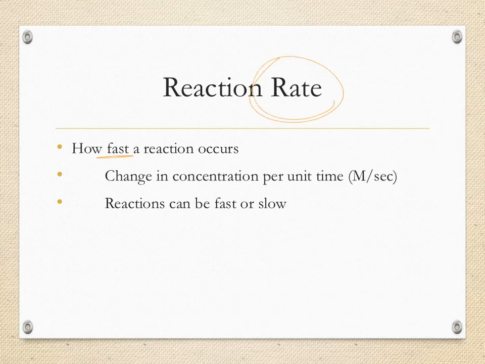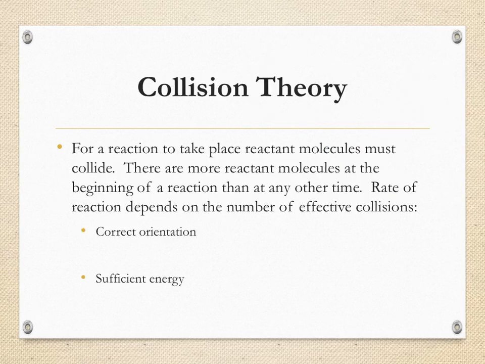Rate is how fast a reaction occurs. So that's the change in concentration per unit of time. Remember, concentration is molarity. That's number of moles in a liter. And time can be seconds or hours or minutes or just some time thing. Reactions can be fast, like vinegar and baking soda react really quickly, or slow, like iron rusting. And so we're going to look into what makes them fast or what makes them slow.